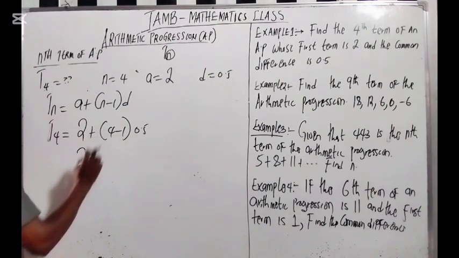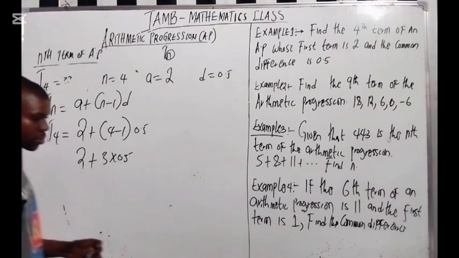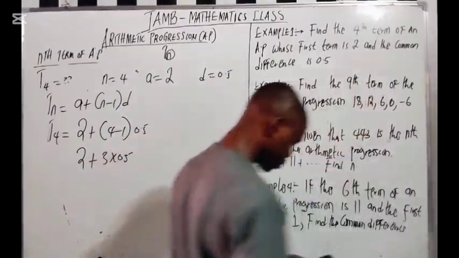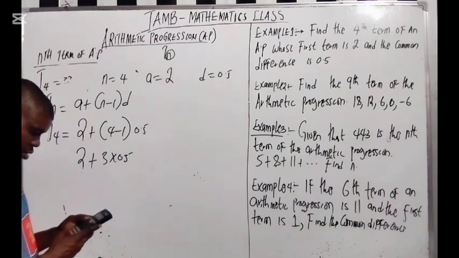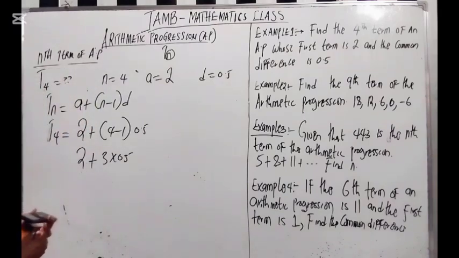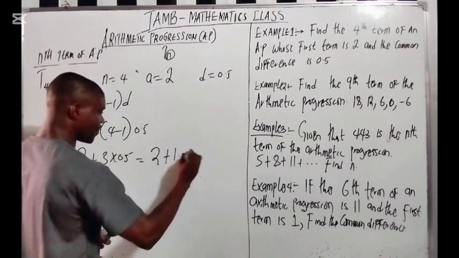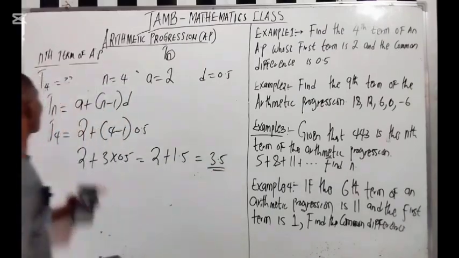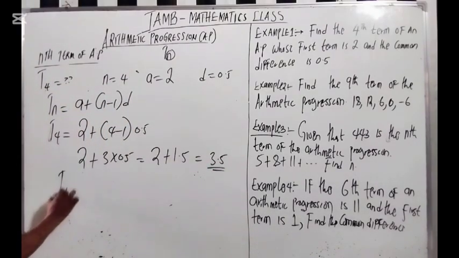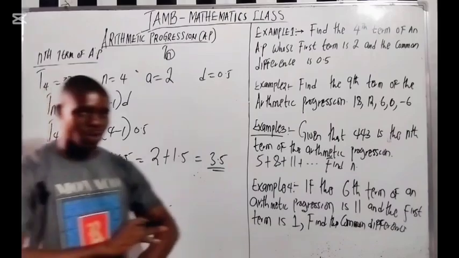2 plus (4 minus 1) is 3. 3 times 0.5 is 1.5. So it's going to be 2 plus 1.5, which is 3.5. So the fourth term of this progression is 3.5. You can see it's not difficult.